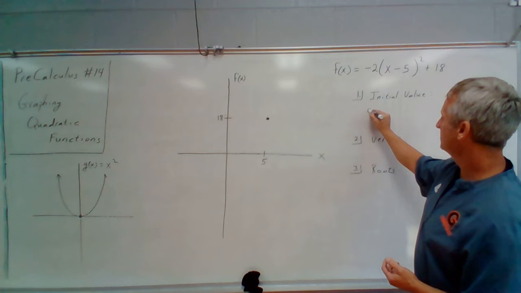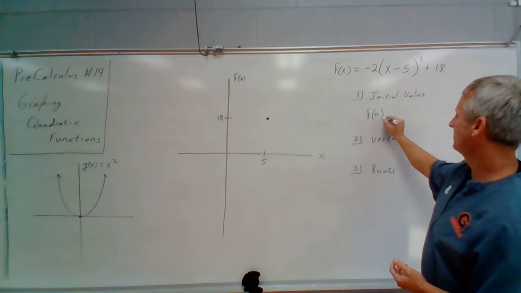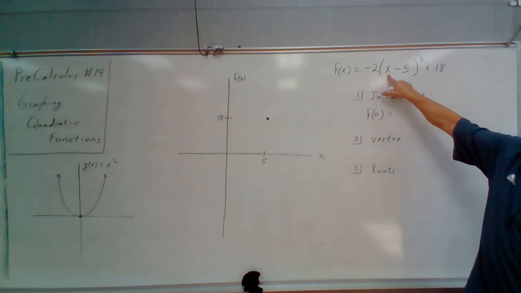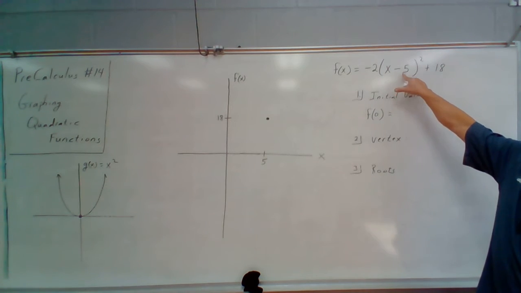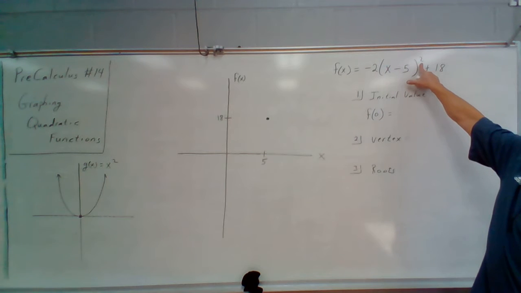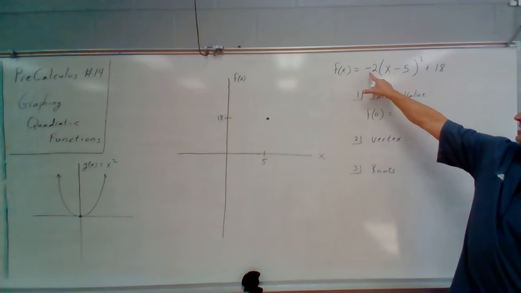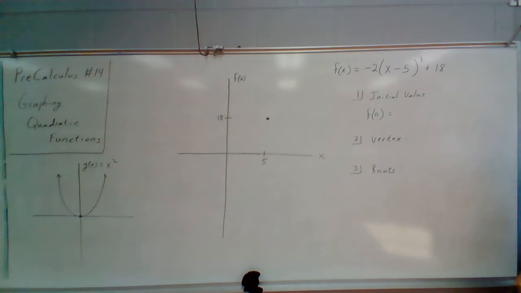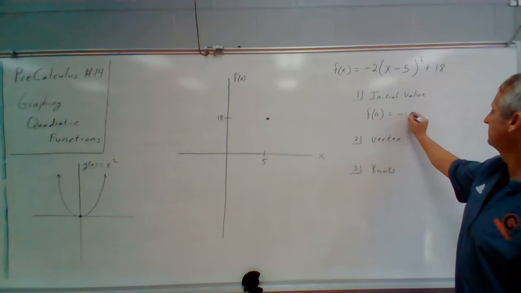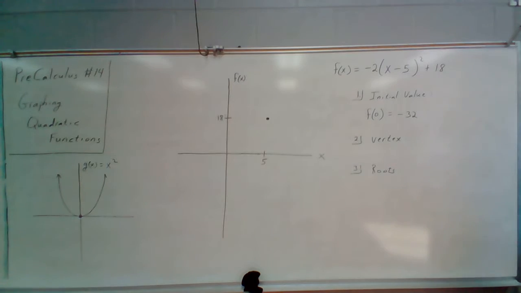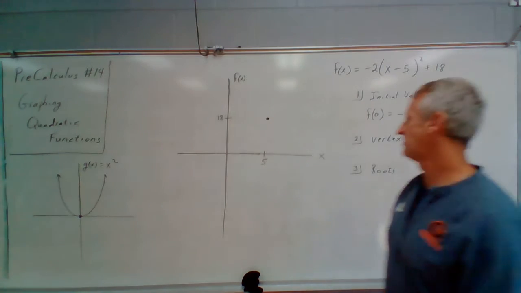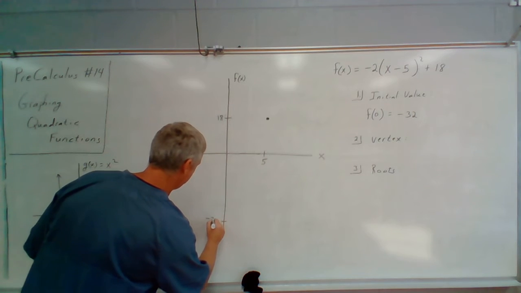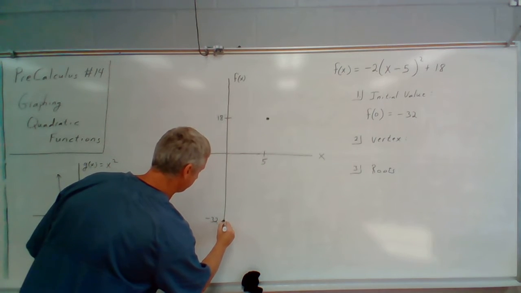So to find the y-intercept, you plug 0 in for x. So we just find f of 0. So if I put 0 in here, 0 minus 5 is negative 5. Negative 5 squared is 25. Negative 2 times 25 is negative 50. Negative 50 plus 18 is negative 32. So my initial value would be at negative 32.